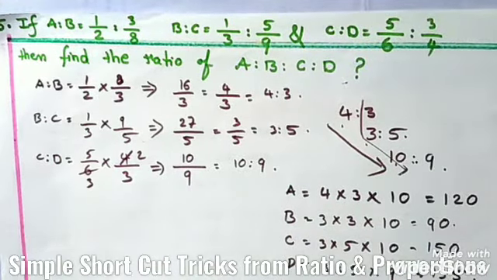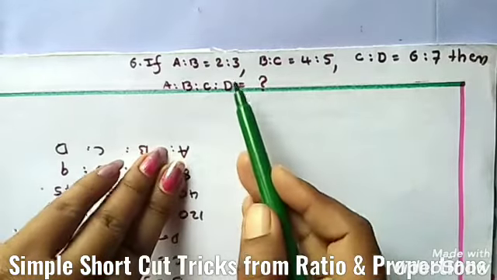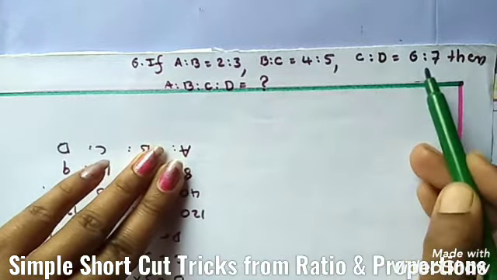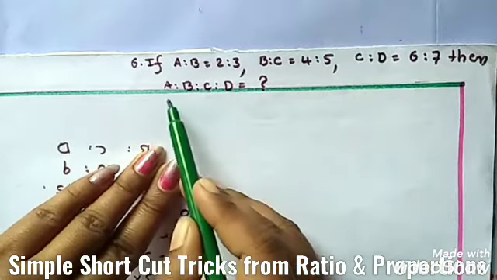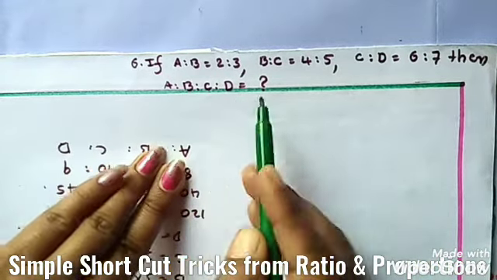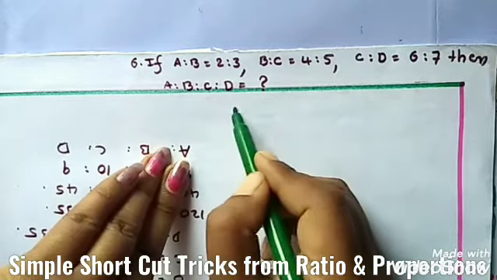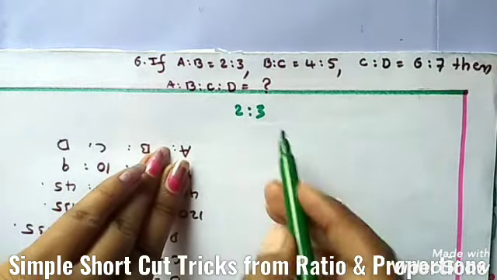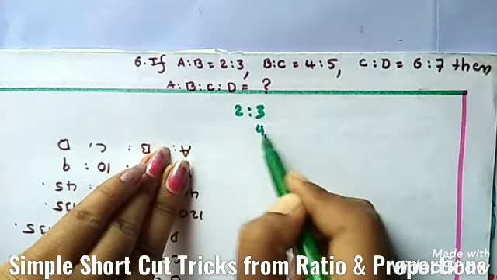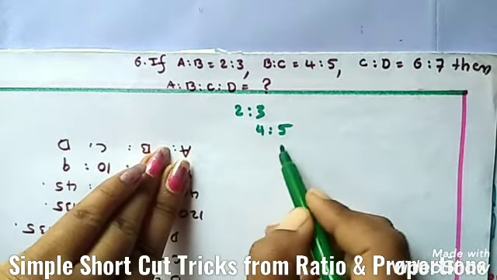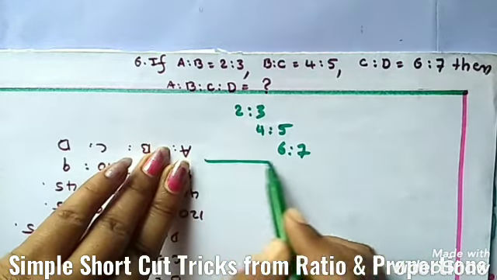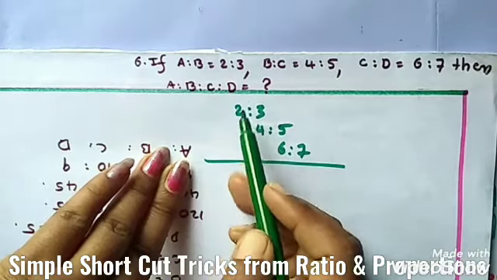Let us see number 6, sixth example. If A is to B is equal to 2 is to 3, B is to C is equal to 4 is to 5, C is to D is equal to 6 is to 7, then you have to find out A is to B is to C is to D. So simple trick you have to apply. A is to B is 2 is to 3, B is to C is 4 is to 5, C is to D is 6 is to 7.